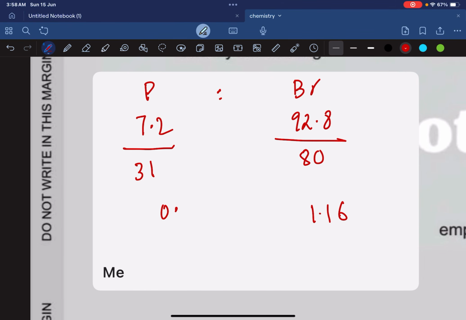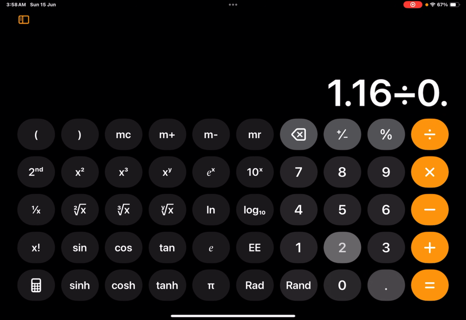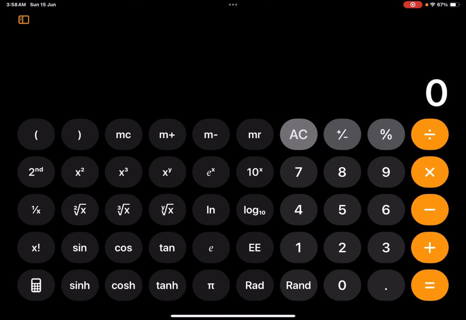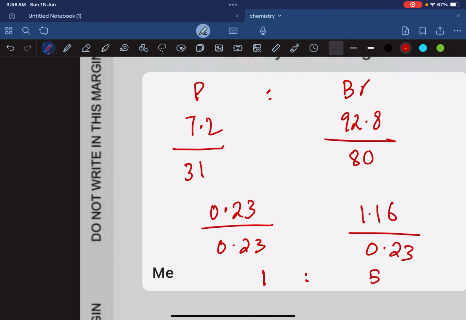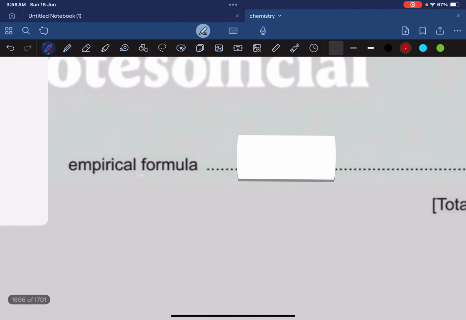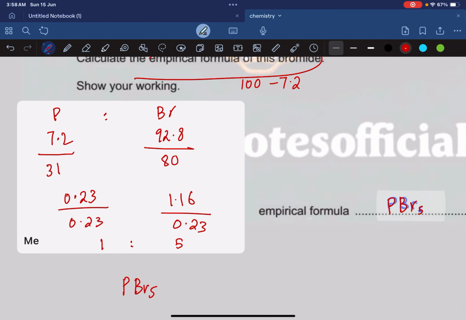Now I have to divide both of them by the smallest number. 0.23 is the smaller one, so let's divide both by 0.23. Over here I get 1, and over here, 1.16 divided by 0.23 gives me a 5. So it is going to be PBr5. I hope you get this. PBr5. Okay, so that was simple.